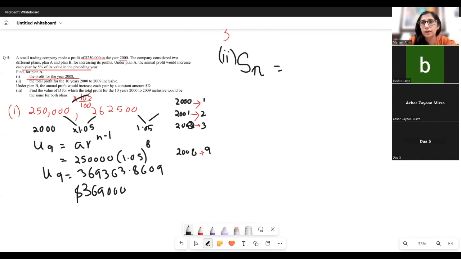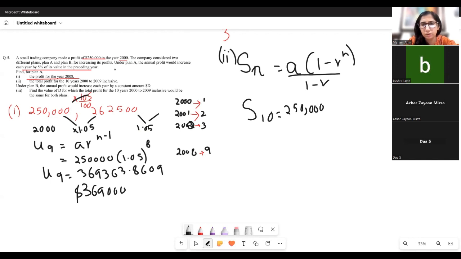It's a times (1 minus r^n) over 1 minus r. So S10, a is 250,000, times 1 minus r, which is 1.05, power 10, upon 1 minus r, 1 minus 1.05. What do we get?